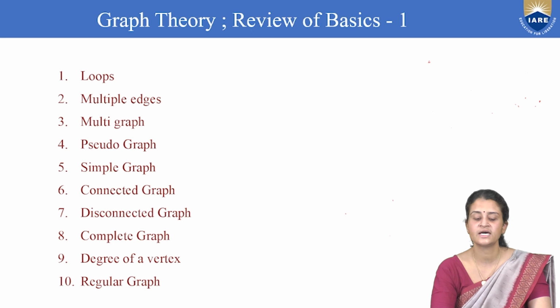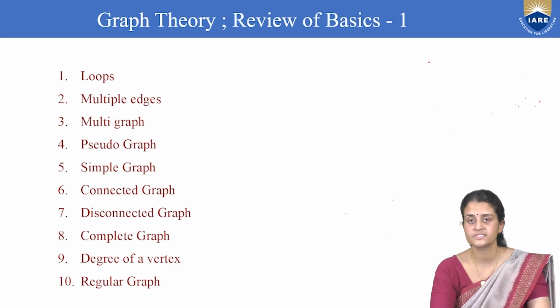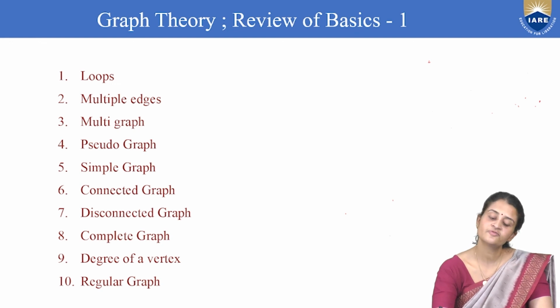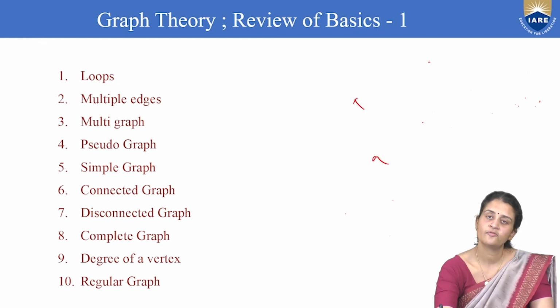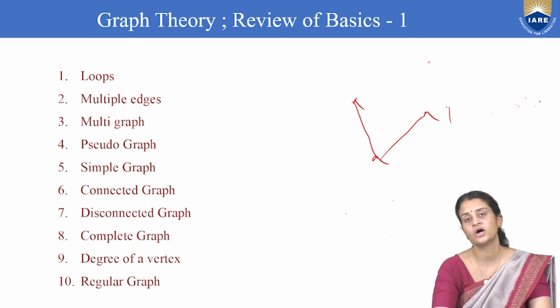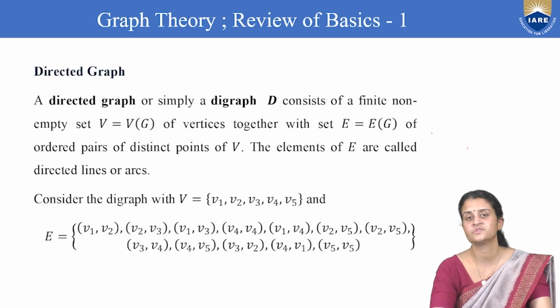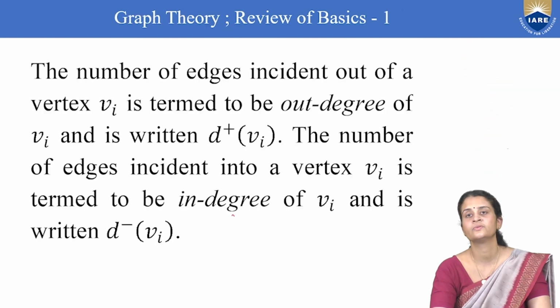isolated vertex, that means a vertex which is not connected to any other vertices. That is an isolated vertex. And suppose there is a vertex whose degree is 1, we say that it is called a pendant vertex. Those things we will go into in detail in the next slides. Okay, next portions we will go.